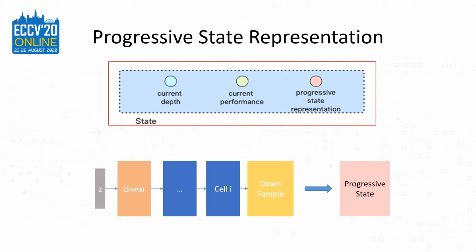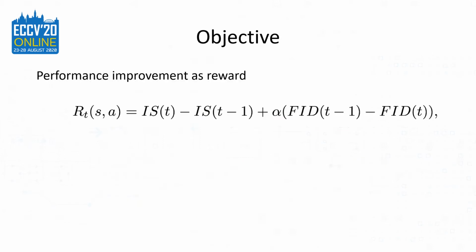Specifically, given a fixed batch of input noise, we adopt the average output of each cell as the progressive state representation. We downsample this representation to impose a constant size across different cells. In reinforcement learning, the agent will learn things and update the policy according to the reward. We propose to design the reward function as a performance improvement after adding the new cell.